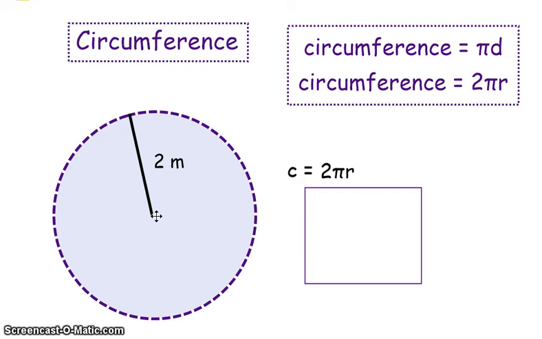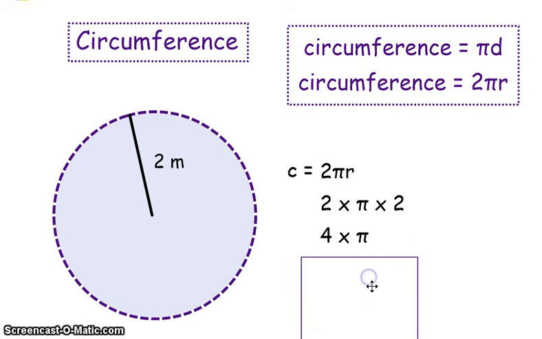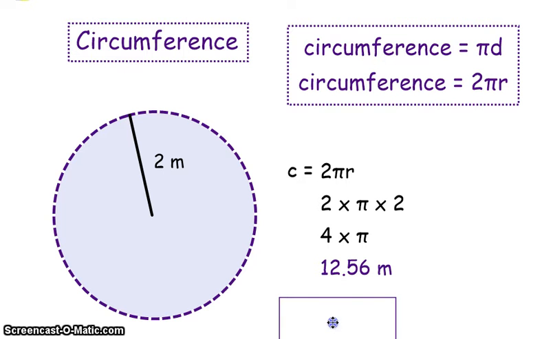Okay, great. Let's see how you did. We need to take this 2 meters and plug it into our equation. So now we need to multiply 2 times pi times 2. Well, 2 times 2 is 4. So now we're multiplying 4 by pi. So 4 times 3.14 is equal to 12 and 56/100 meters.